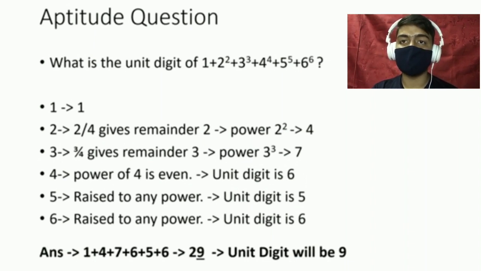Then in case of 4, there is an odd and even pattern. If the power of 4 is odd, then its unit digit is 4, and if it is even, then its unit digit is 6. So here, since it is even, the unit digit is 6. Then 5 raised to any power, the unit digit is 5. Then 6 raised to any power, the unit digit is also 6. Then the sum of these unit digits is equal to 29. Then the unit digit will be 9.